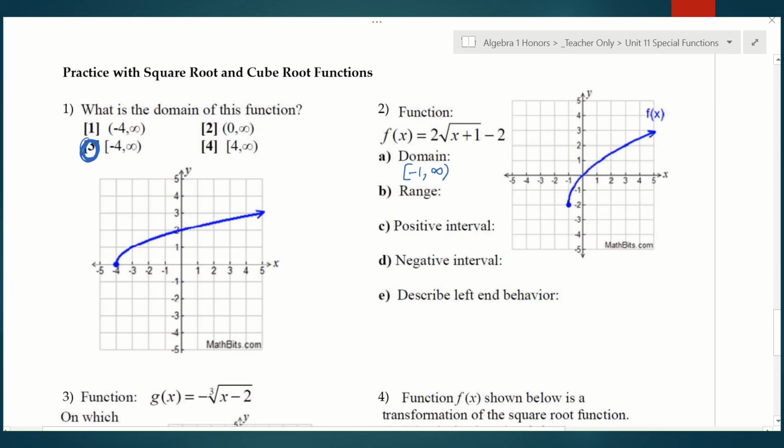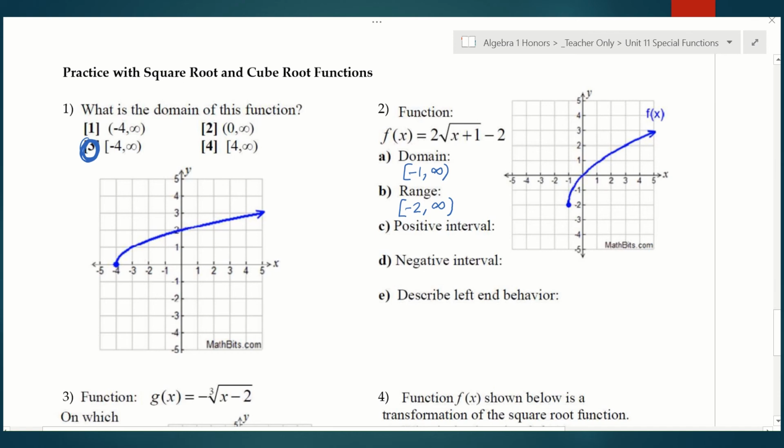Okay, the range, so remember range is your y-axis. How low does that equation, that function go? The lowest it goes is -2, and there's a point there, so I include it. The highest it goes is infinity, so there's our range.